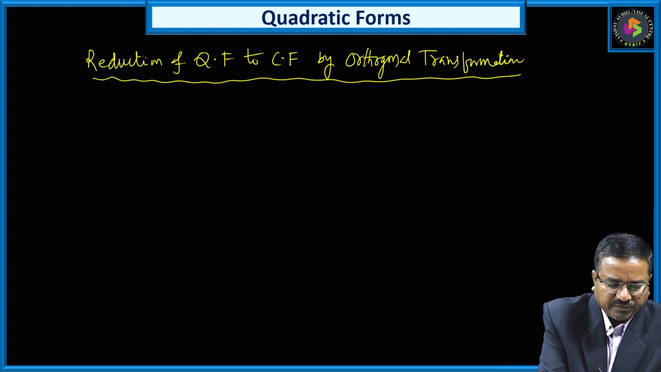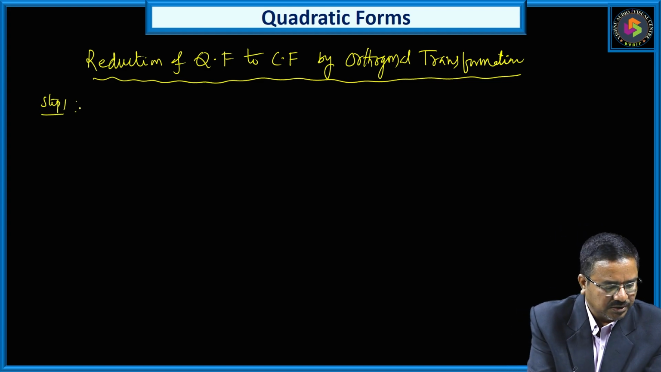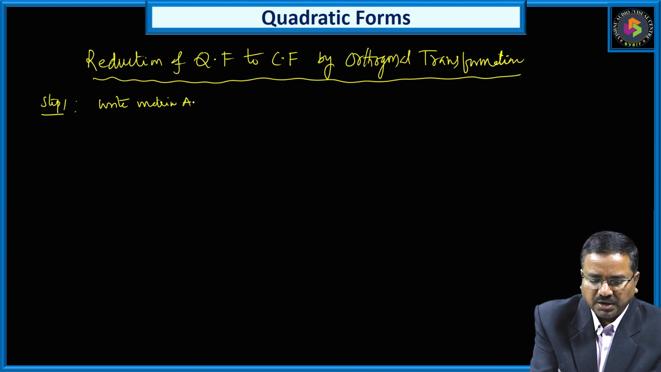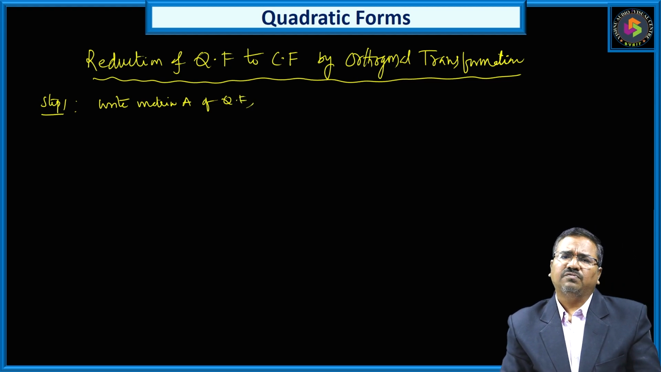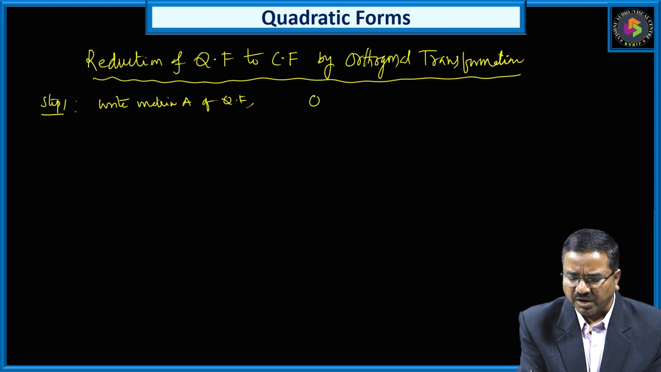Step 1: write the matrix form of the quadratic form. What you have to write is the matrix A of the quadratic form. How to write the matrix A of the quadratic form? Writing the matrix of the quadratic form means you have to express the given quadratic form in matrix form.